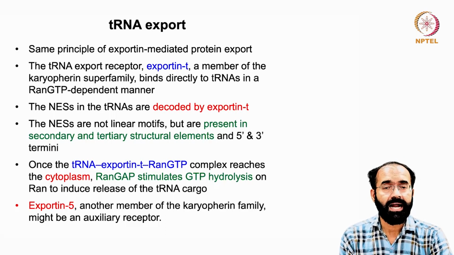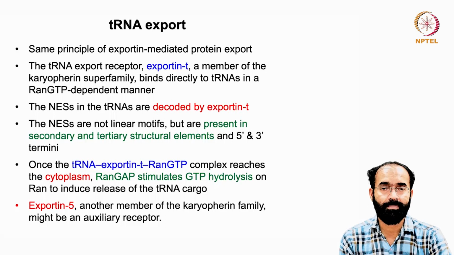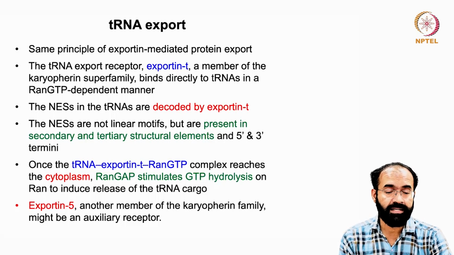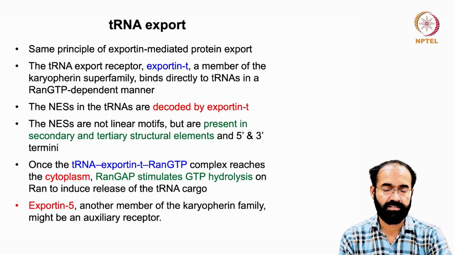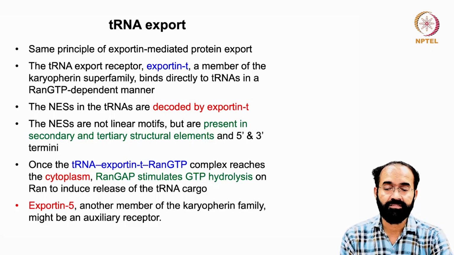Another, exportin 5 is a member of the karyopherin family, and it can act as an auxiliary receptor. That means it is kind of supportive in function. Sometimes in some tissue, if exportin T is not available or abundant, or exportin T is not functional enough, then the auxiliary receptor, it is just like an assistant, just like a personal assistant. A personal assistant cannot replace you, but a personal assistant can enhance your efficiency. So exportin 5 can act as an auxiliary receptor.